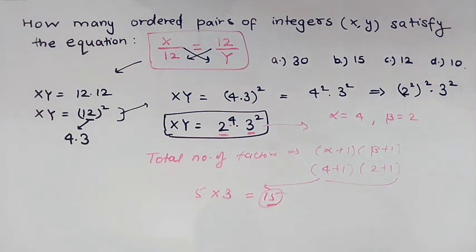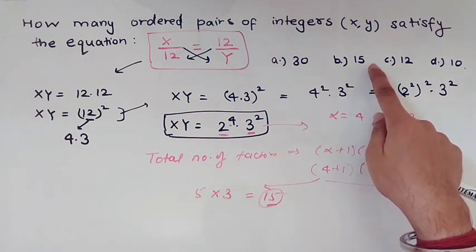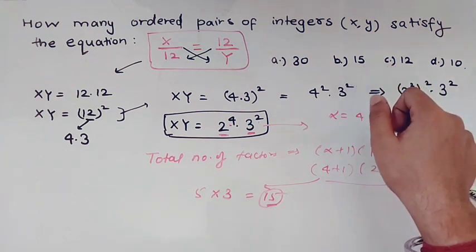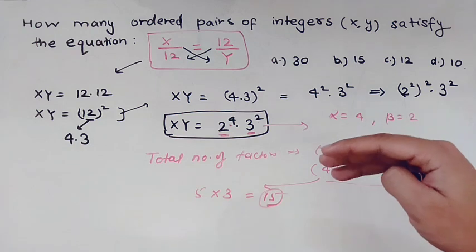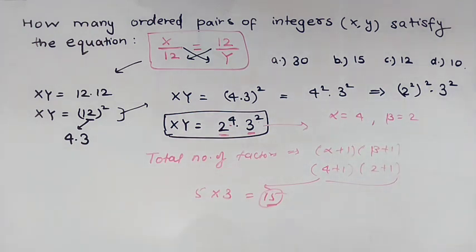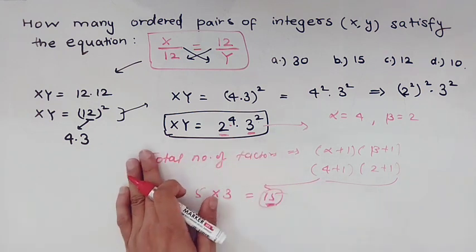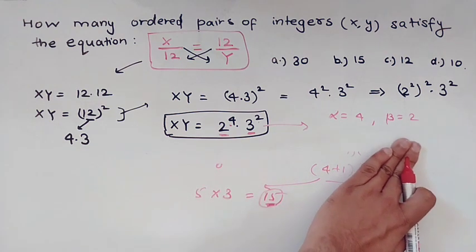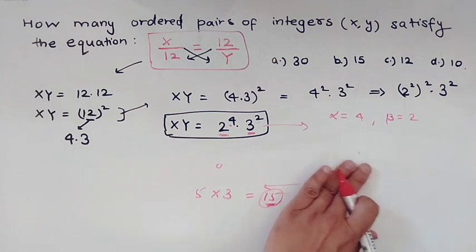Okay, so here we have 15 as the answer. So you must be thinking that this is the correct answer. Okay, but what we have talked about is that the negative we have to consider. We are talking about pairs. So this is the total number of factors, so for this we have 15 factors.